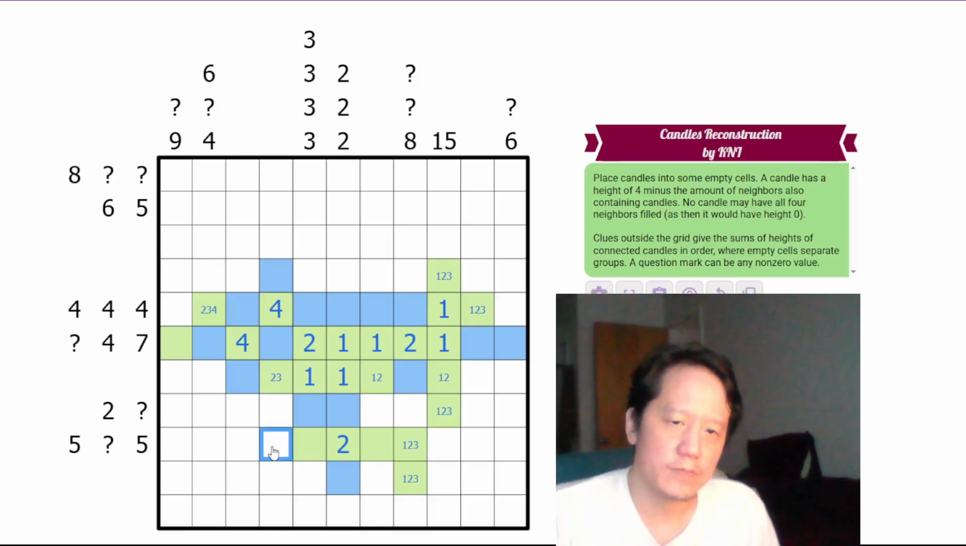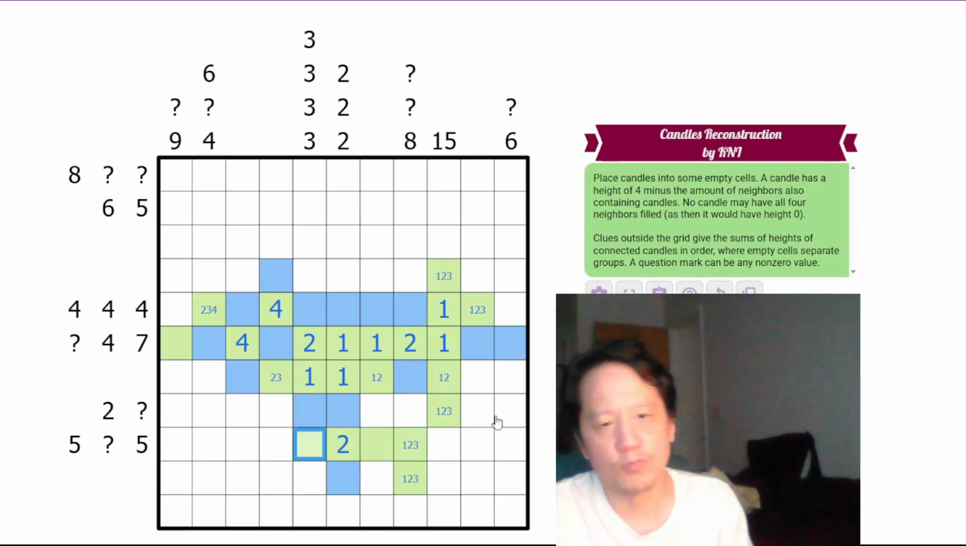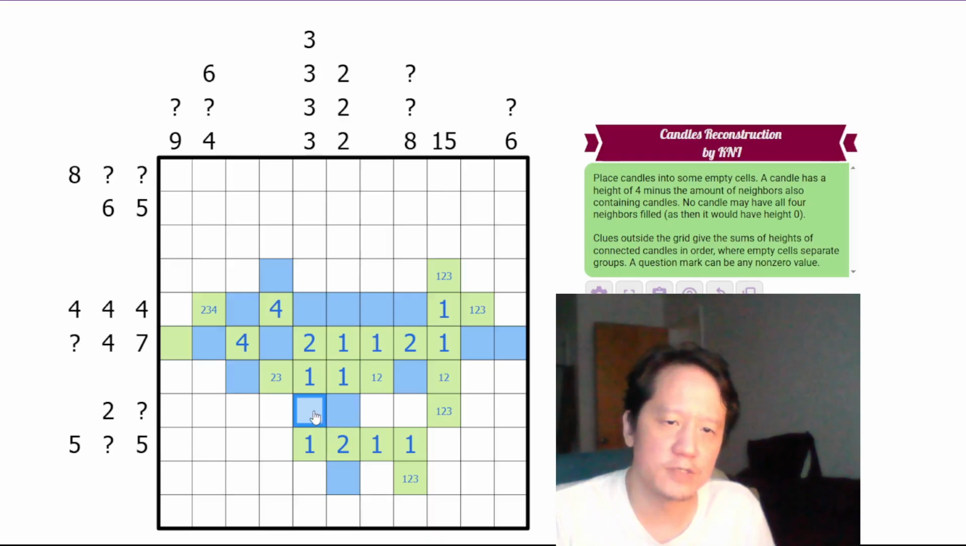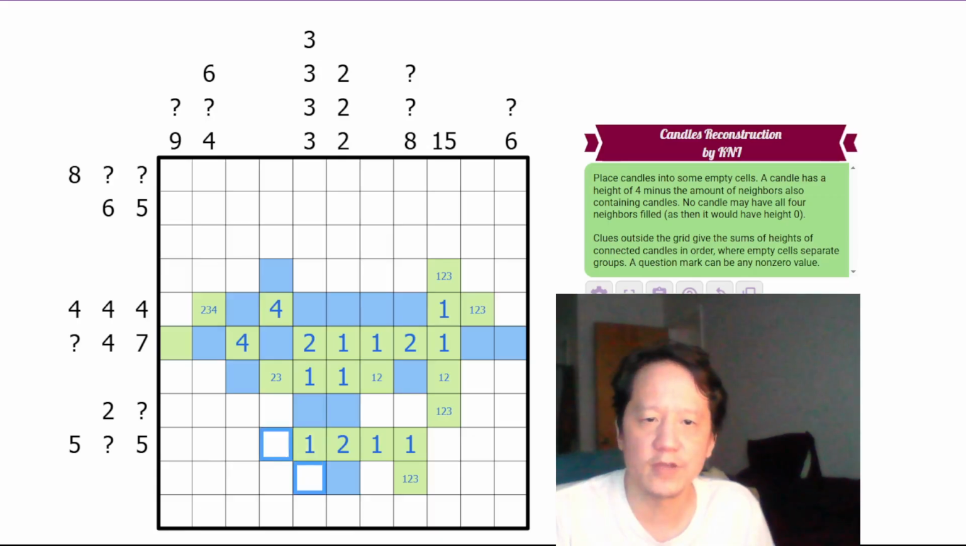But that would mean the rest of these are 1. So this would have to be 1, 1, 1. And this already has a neighbor, which is without a candle. So the rest of the cells must have neighbors with candles. And then this would be too large. So this cannot be 2 if this is green.